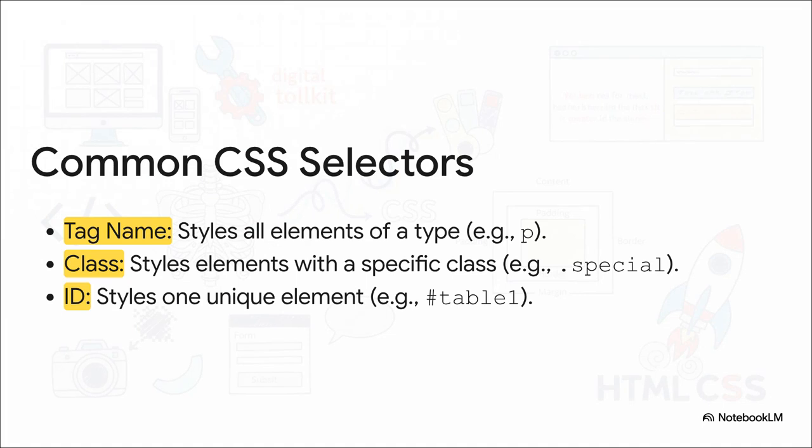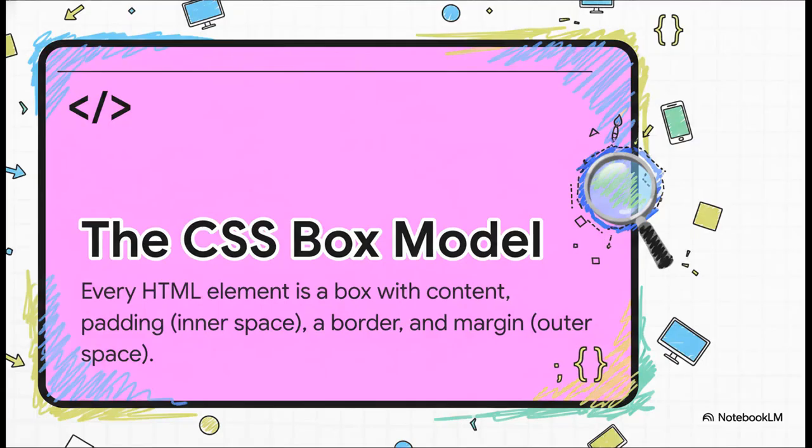And you've got different tools for different jobs. You can target by tag name to change every single paragraph on your site at once. You can use a class to style a specific group of things, like maybe some alert messages. Or you can get really specific and use an ID to target one and only one unique element on the entire page.